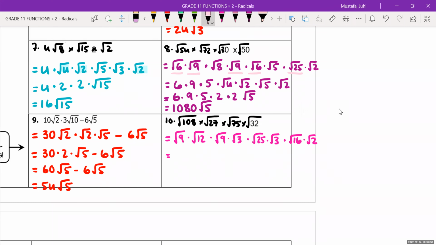Okay, just like before, I see a matching pair of 9, so I'm going to make that a whole number 9. I see a matching pair of 3s, so I'm going to make that a whole number 3. I see a perfect square of 25, so I'm going to make that a whole number 5. I see a square root of 16. We can make that a whole number 4. Okay, now we're left with root 12 and root 2. I can split up root 12 into root 4 times root 3. And then that root 2 at the end is just still there.